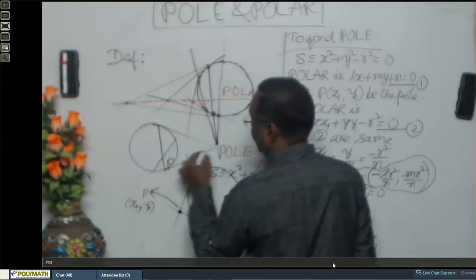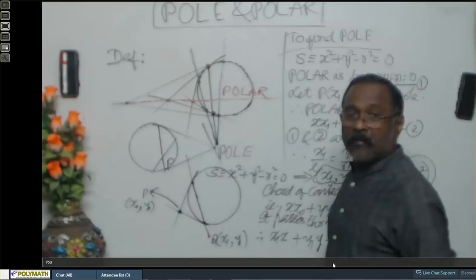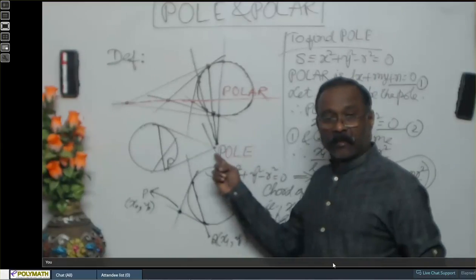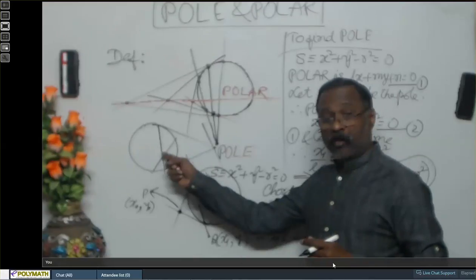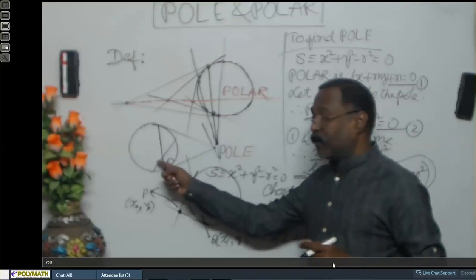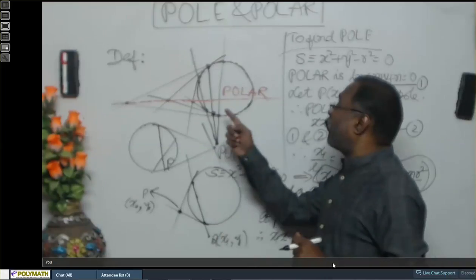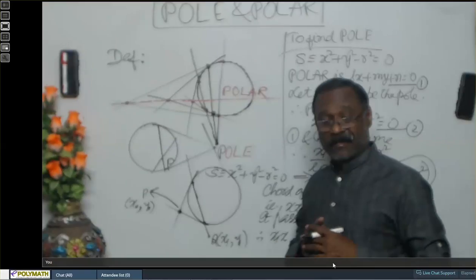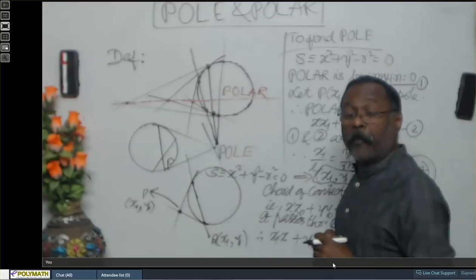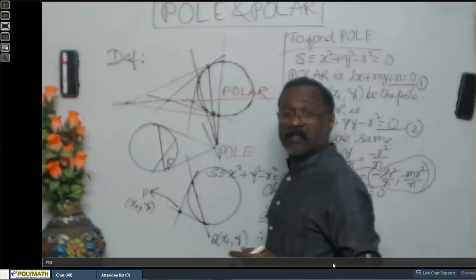Or the polar will never intersect the circle. It lies outside the circle. So if the point P, or pole, lies inside the curve, the polar never intersects the curve. If the pole lies outside the curve, then the polar intersects the curve. If the pole lies on the curve, let us see what happens here.